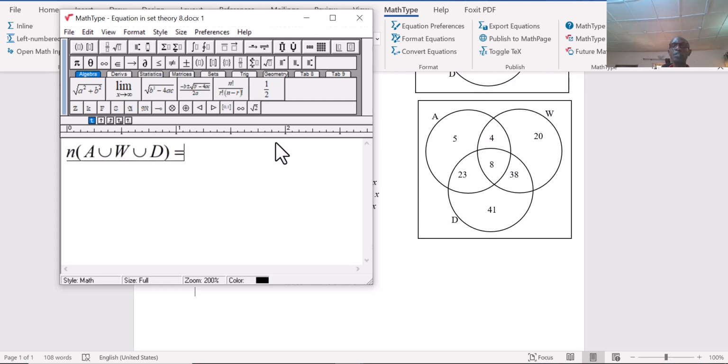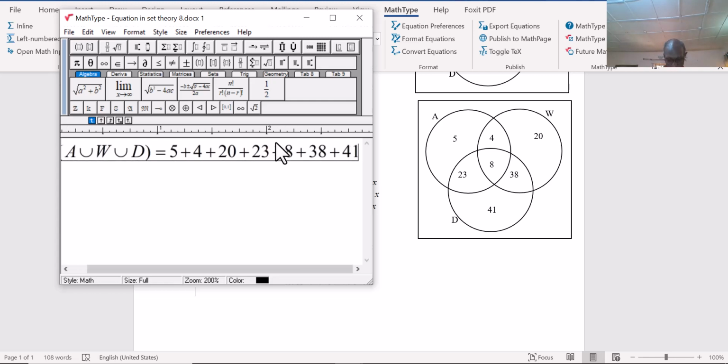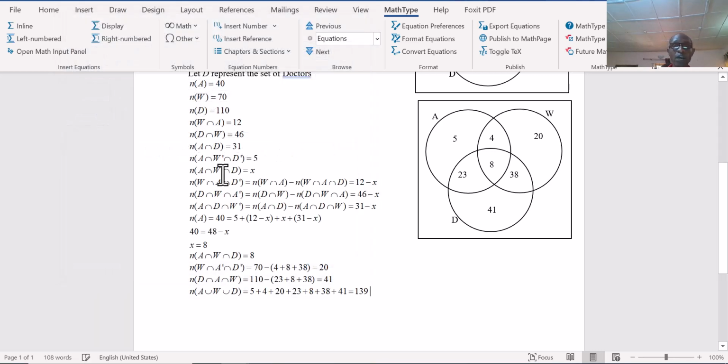So everything in the three circles together. So we have 5 plus 4 plus 20 plus 30 plus 23 plus 8 plus 38 plus 41. So if you add everything there together, it will give you 139. So if you add everything in that circle together, it will give you 139.